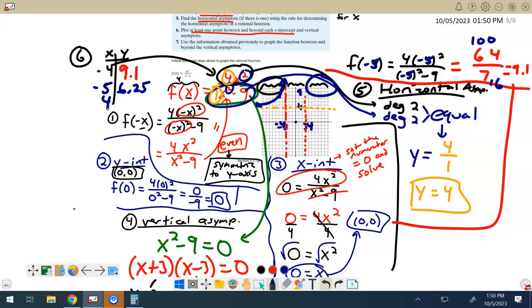I'm going to go back to this mess I made over here, but this time I'm going to plug in +4. But I guess we can kind of cheat here. We do know it's symmetric to the y-axis, so it's going to be the same answer, right? And we can see that over here. 4 squared is 16. 16 times 4 gives me 64 again. 4 squared is 16. 16 minus 9 gives me 7. We get the same answer. We get 9.1 again, right?